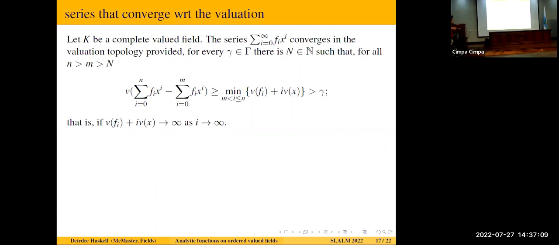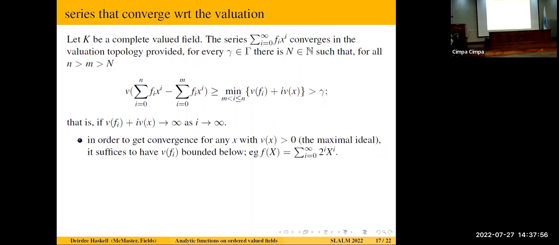But if I take this difference, that's a finite sum, and the ultrametric property, the superadditivity property of the valuation, means that the valuation of the sum is greater than or equal to the minimum of the valuations of each of the summands. So in order to force this to be greater than gamma, I just have to force that the valuation of each of those terms, which is the valuation of f sub i plus i times the valuation of x, should go to infinity as i goes to infinity. So that's a much weaker condition than we normally have on a power series in order to get convergence. This is what your first year undergraduate students want to believe is true.